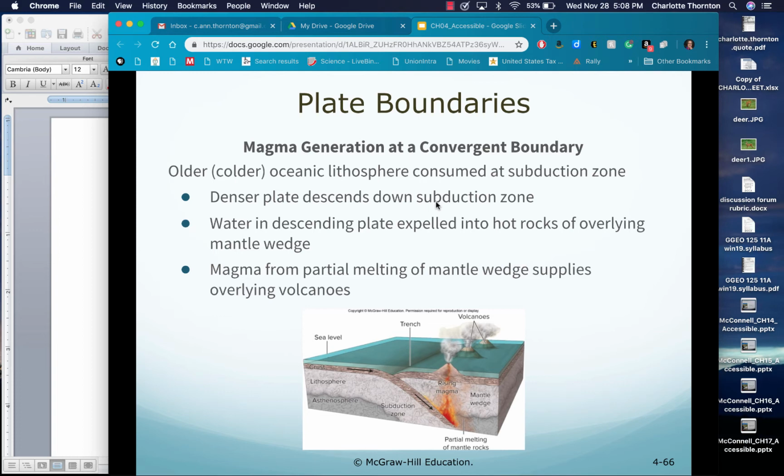Magma generated at a convergent boundary. The older, colder oceanic lithosphere is consumed at the subduction zone. The denser plate descends down the subduction zone, just like anything else. The more dense it is, the lower it goes. Water in the descending plate is expelled into the hot rocks of the overlying mantle wedge, and the magma forms by partial melting of the mantle wedge. It supplies the overlying volcanoes.